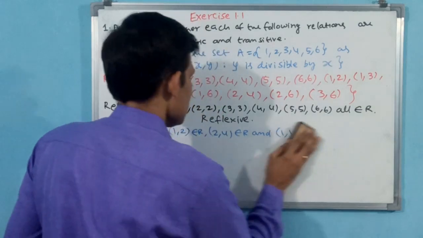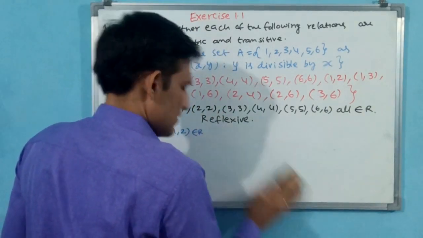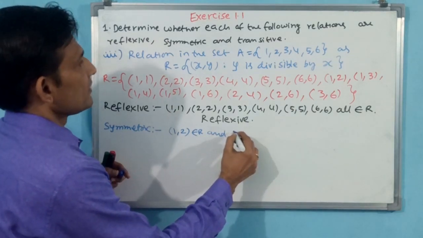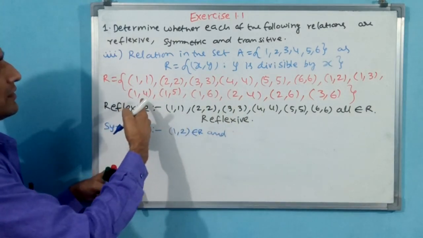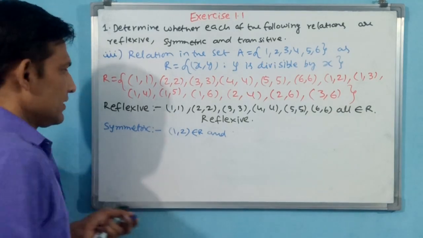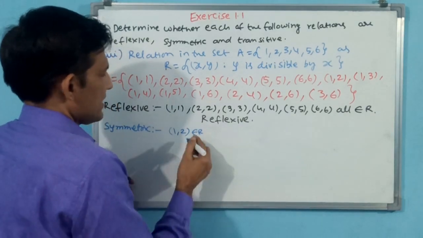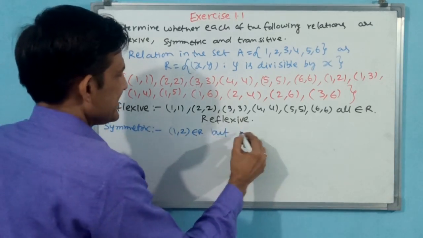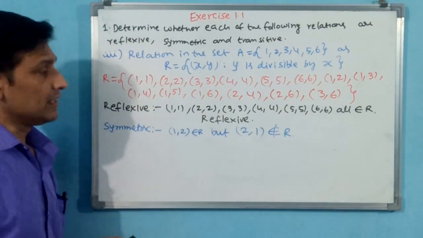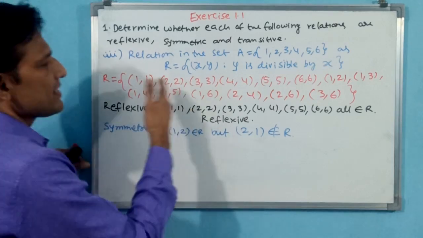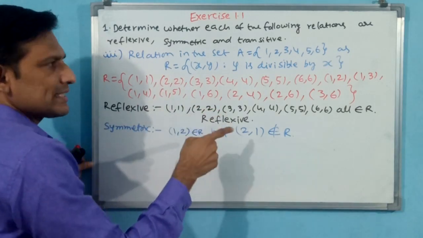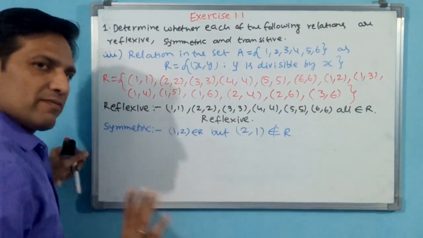Symmetric means we need not see this much. Okay, you see, 1 to 2 belongs to R and 2 to 1 belongs to R never comes. Why? Because see, 1 is not divisible by 2. That is why you can write 1 to 2 belongs to R, but 2 to 1 does not belong to R. Understand? Why? Because always the right side has an equal or bigger number. You see, 1, 3 is there, but 3, 1 will not be there. Why? Because 3 is not going to divide 1.